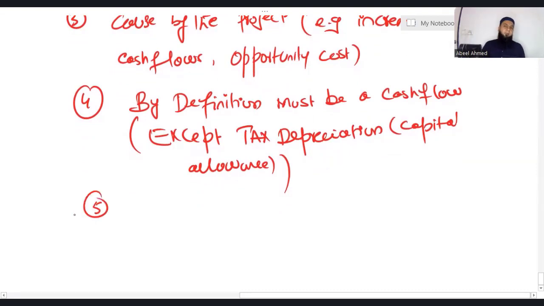Now point number 5. Since the very first concept we discussed relating to relevant cash flow said future cost is relevant, it means past cost is irrelevant. It's very simple. Whatever happened in the past has happened; you cannot revert it back. Just taking 1 minute on this: whatever happened in the past has happened, you cannot bring it back.